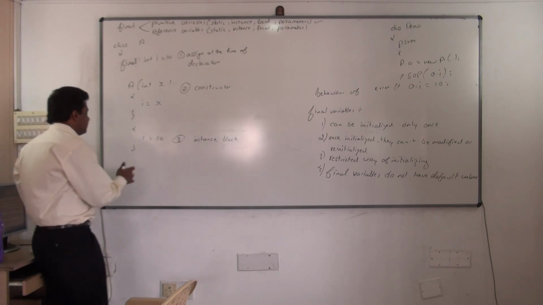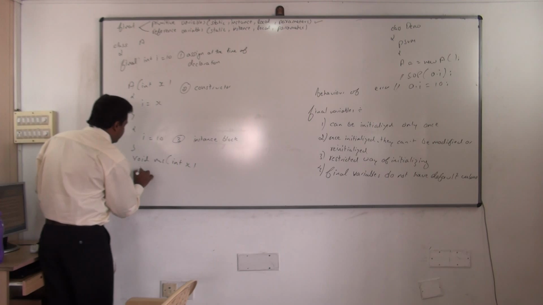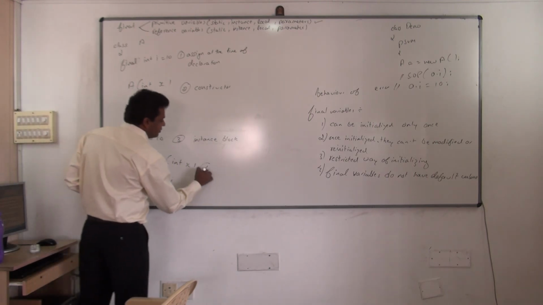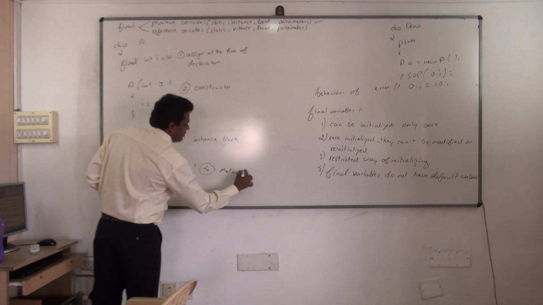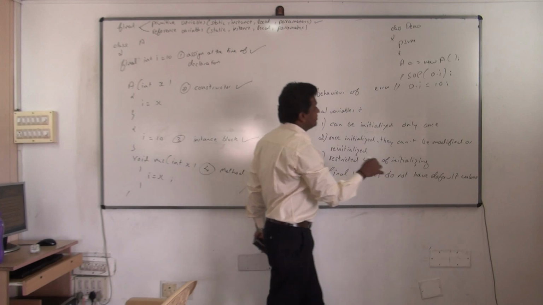But you cannot initialize in a method. This is wrong now. Void m1, int x. So you can't initialize the final variable like this. This is wrong. With methods, wrong. This is correct. This is correct. This is correct. This is also wrong.